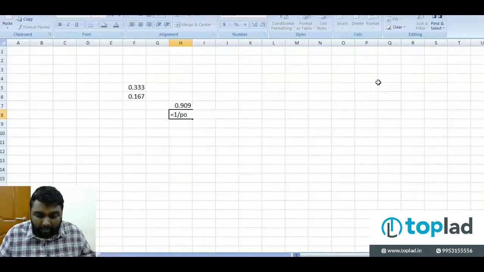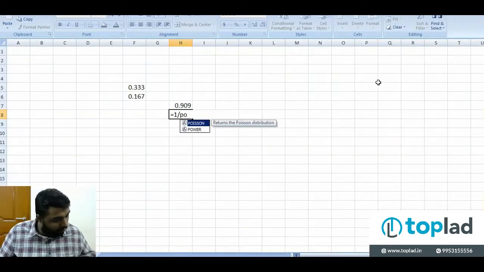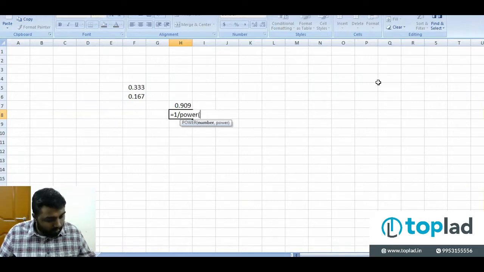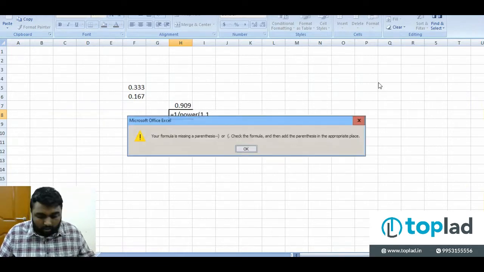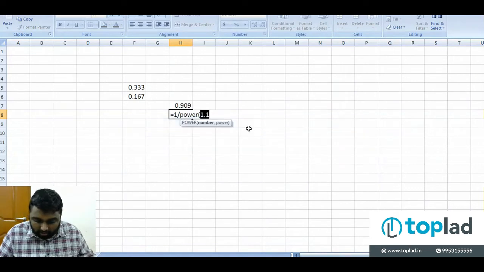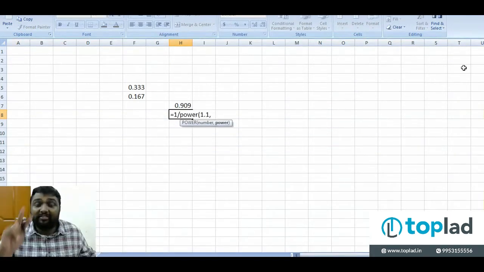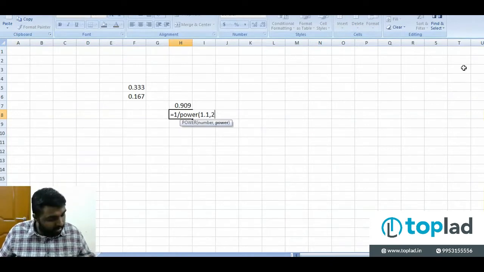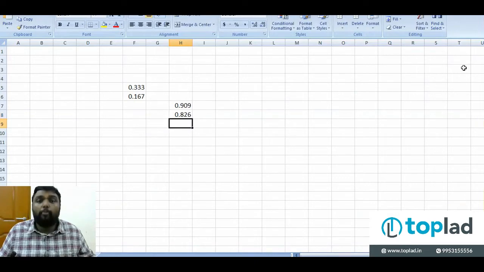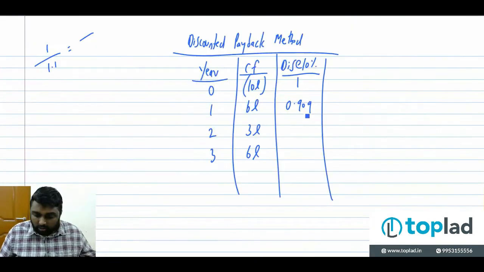In the exam it will be given. So power of, we want 1.1 power of how many years? We want it now for the second year. So what will be the value? 0.826. So the second year it will be 0.826.